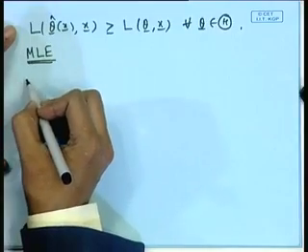A popular technique to obtain the optimizing value of theta is to take the logarithm of L and then consider the derivative of it with respect to the parametric functions, equate to 0 and solve those equations. So, let me explain the method through some examples.